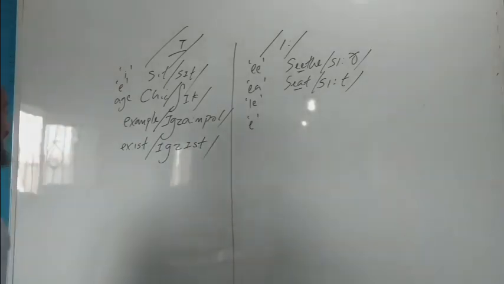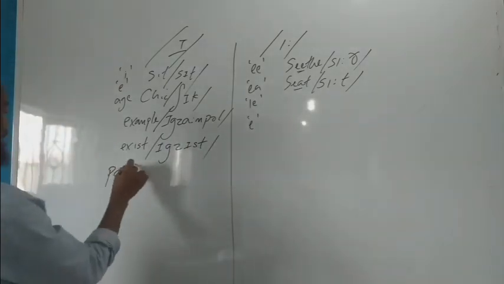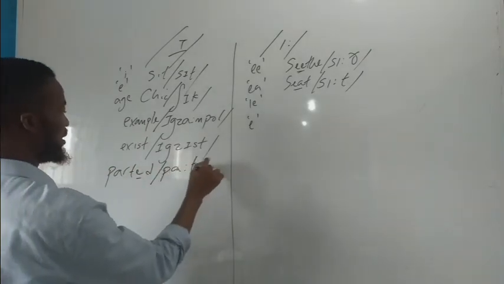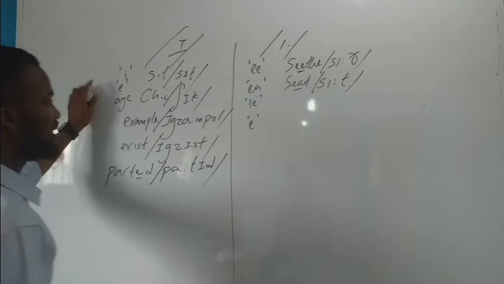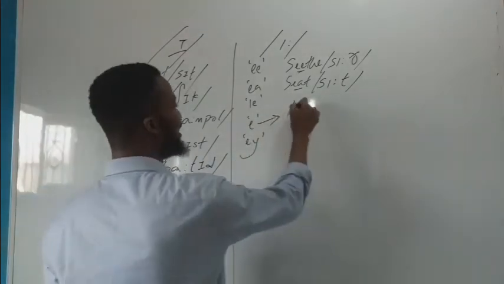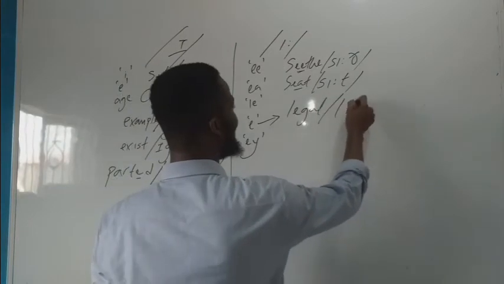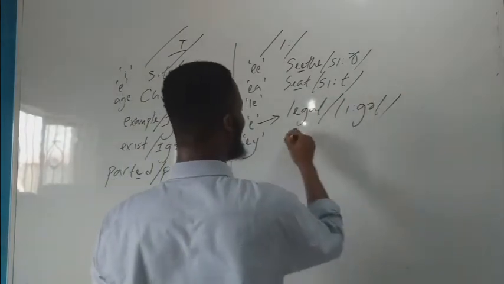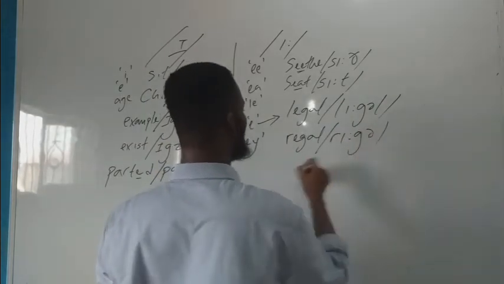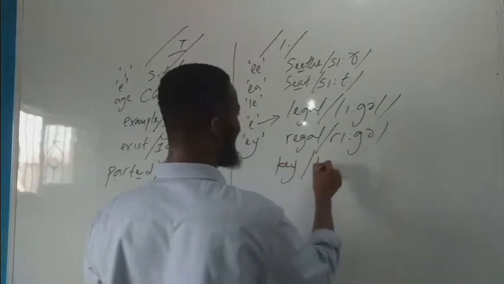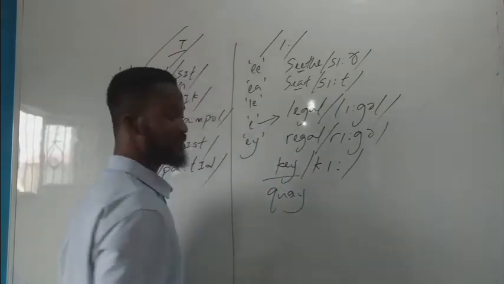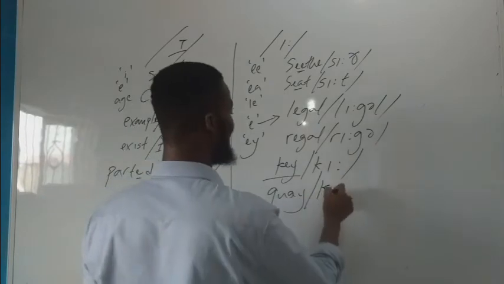Now, words like PARTED is called parted. Alright, so in the place of E here, watch out for E and EY here. Let's talk about E first. LEGAL is called legal. REGAL is pronounced as regal. And KEY is pronounced as key. And QUAY has exactly the same pronunciation as key.